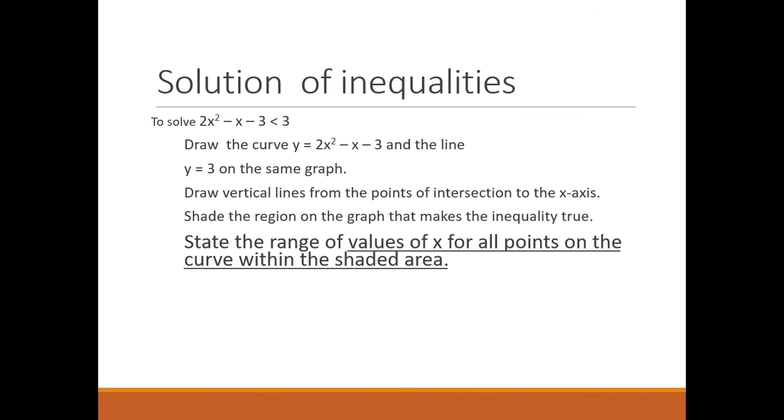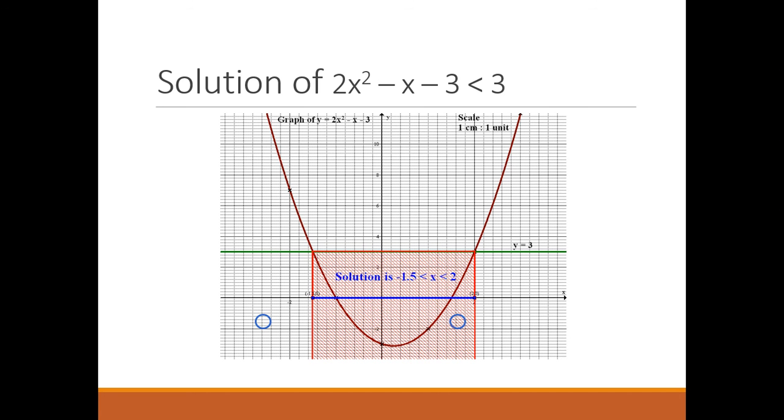We can also use it to solve inequalities, in which we first draw the curve, which is equal to 2x squared minus x minus 3. And on our y-axis, we're saying that it should be equal to 3. And then we're going to draw a vertical line from the point of intersection on the x-axis, and we're going to shade that region. So this is what they're saying, right?